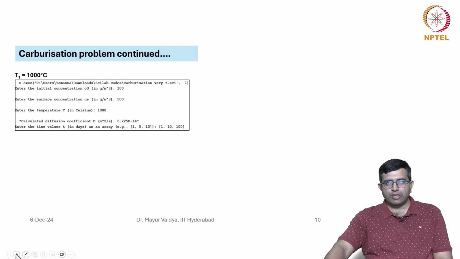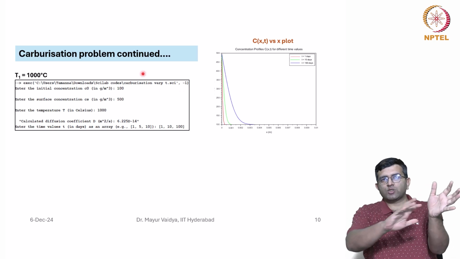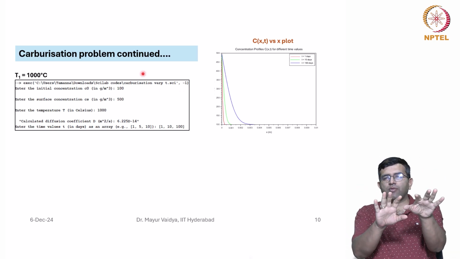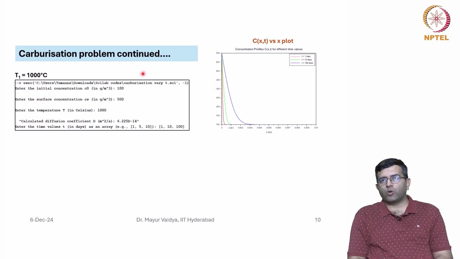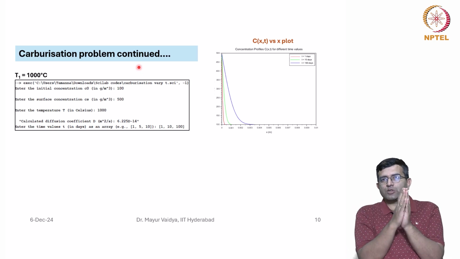Let us say I enter 1 day, 10 days, and 100 days. What it shows is, you see, this is the graph we have seen schematically also. The red line is for 1 day, the green line is for 10 days, and the blue line is for 100 days. So you can actually take this code, put it in Scilab, enter the values, and you will see that this graph is generated. Now, how do you make use of this code? You can try something like this.